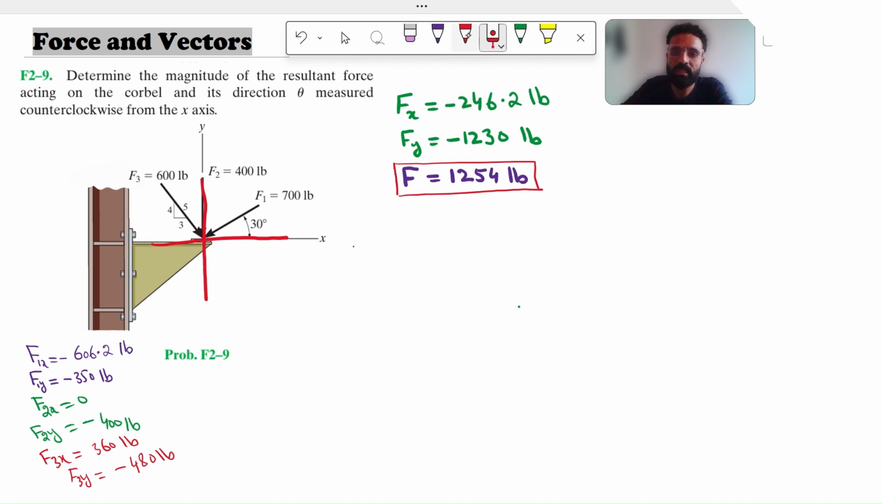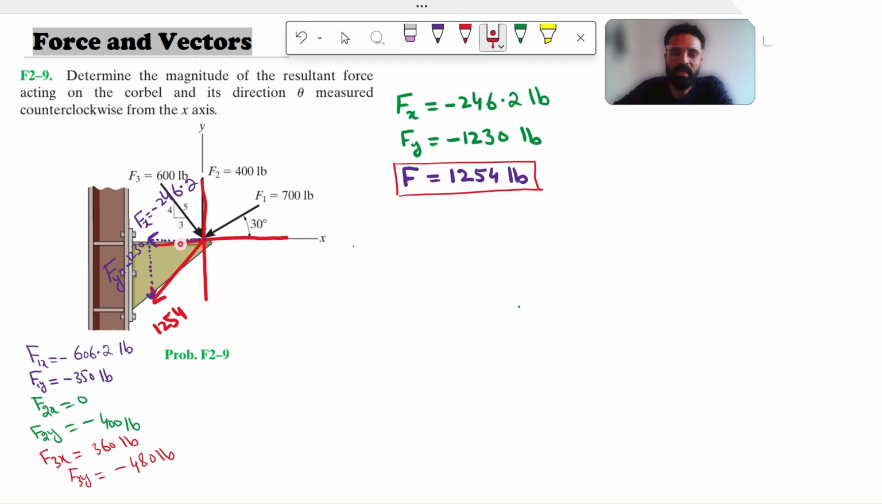So it means that our force will be lying somewhere here. It lies here. This will be the resultant force, and its value is 1254 pound. So I will be drawing the x component of this force, and the y component will be in this way. And also we know the Fx value, which is minus 246.2 pound, and the Fy value is equal to minus 1230. So now I will be determining this angle.